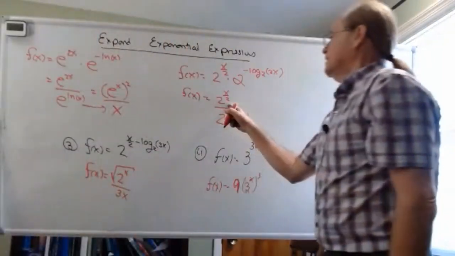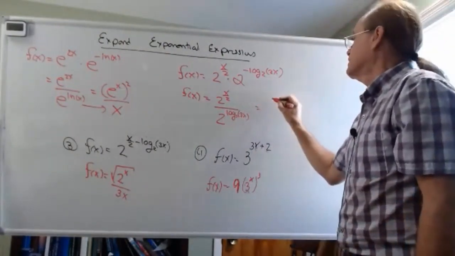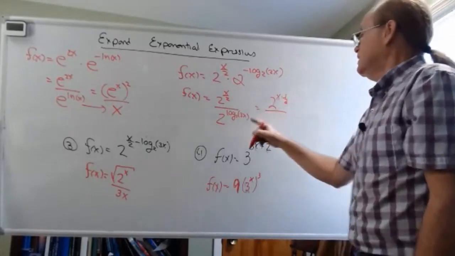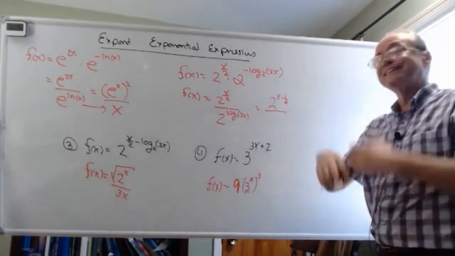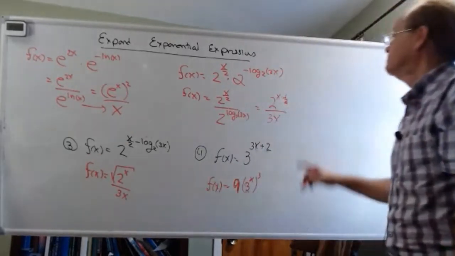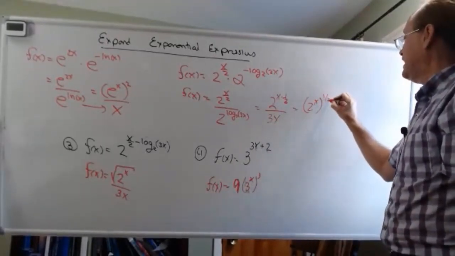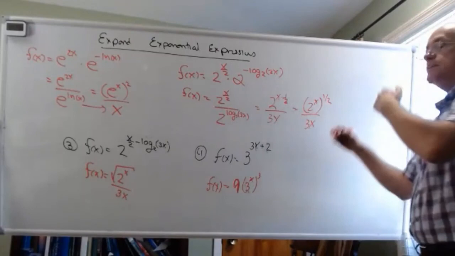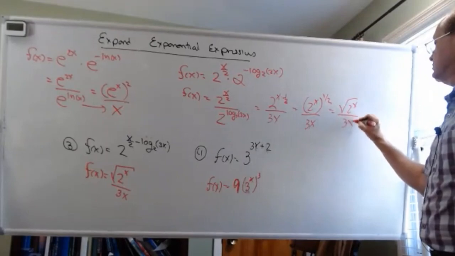I can bring this out as a power if I want. I can do it in 2 steps. I can write that as 2 to the x times 1/2. Notice what happens. 2 and log in the base 2 are inverses of each other, so they cancel each other out to just give the argument. That's where the 3x comes from, right over here. Now this I can bring out and write as 2 to the x raised to the 1/2 power over 3 times x. Well, the 1/2 exponent is equivalent to the square root. So that's the square root of 2 to the x over 3x.